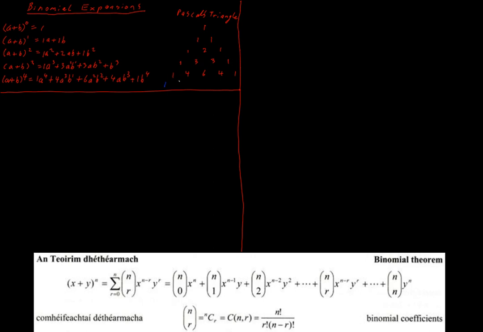1 plus 4 is 5. 4 plus 6 is 10. 6 plus 4 is 10. 4 plus 1 is 5. 1 plus nothing is 1. So that would be the next line of our Pascal's triangle, which again is giving us the coefficients of the terms when we multiply out our different powers on our brackets.